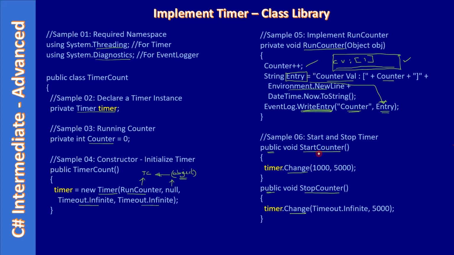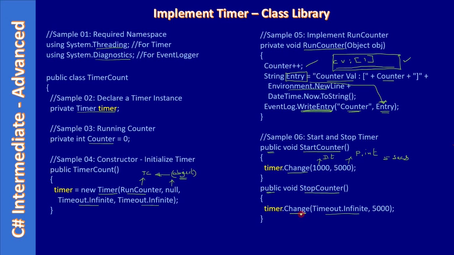So when this StartCounter method is called, we are changing the timer so that the due time will be 1000 milliseconds, that means 1 second. Then the periodic interval is 5000 milliseconds, that means 5 seconds. In the StopCounter, if you see, the due time is infinite. That means the timer callback procedure will not get called.